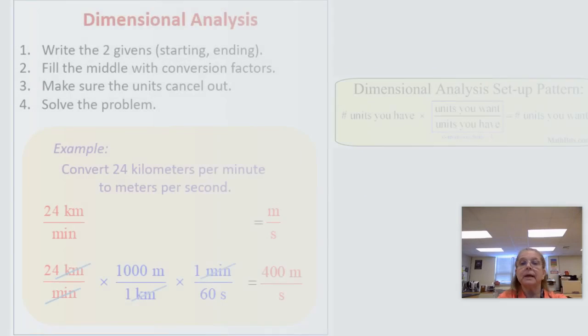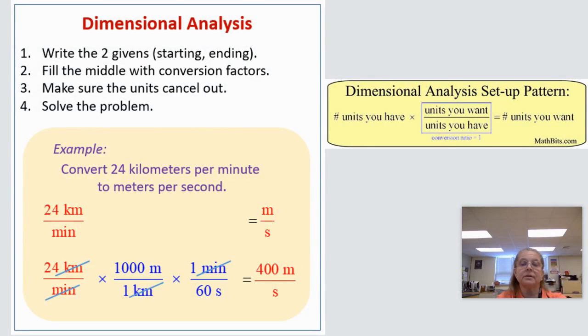Good. So this next one gives you the directions in two formats. One, write the given values, the starting and the ending. In the example here, we're asked to convert 24 kilometers per minute into meters per second. So we're given 24 kilometers per minute. This is the given. We want to end up with meters per second. This is the symbol for meters per second right here.